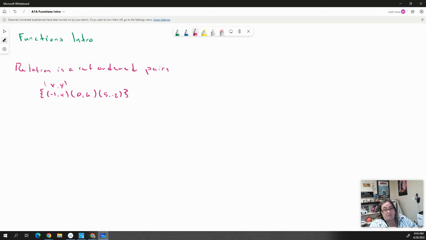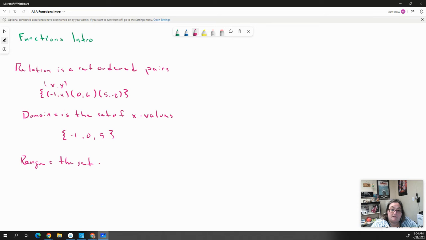One thing you should know when we're dealing with relations or functions is that the domain of the relation is the set of all of the x values. So for this set of ordered pairs right here, the domain would be -1, 0, and 5. And the range of this relation is the set of y values. So in this case, our range would be 4, 6, and -2.